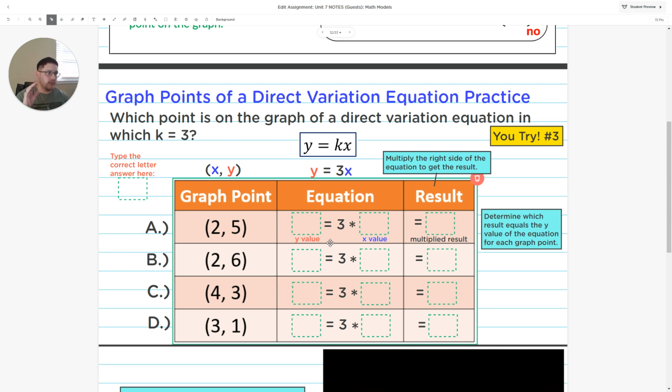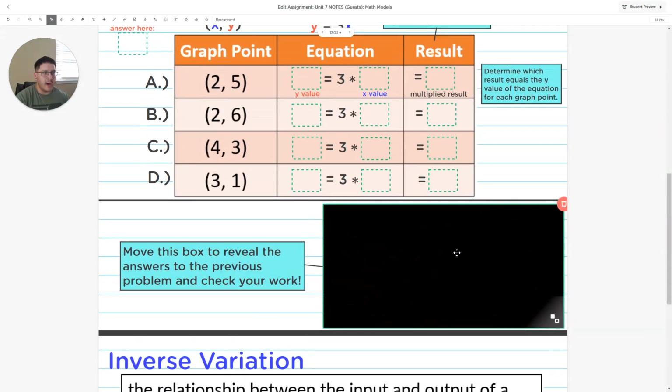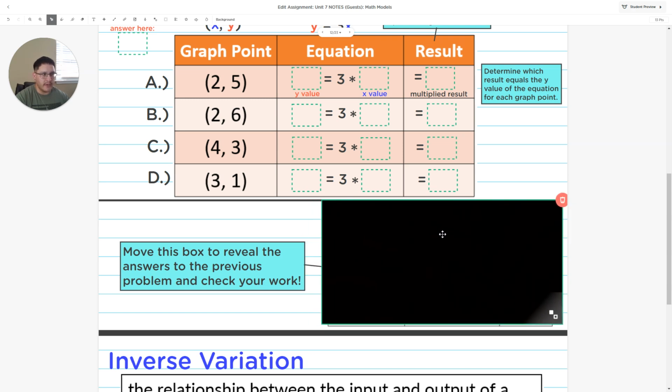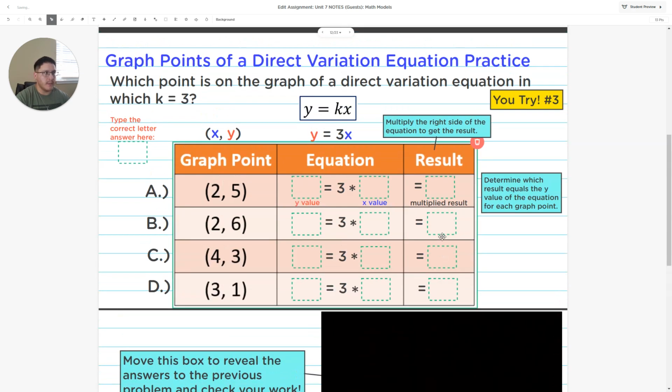So go ahead and pause this video. Try this problem on your own. If you need help, you can move this box right here to see if you're doing everything correctly. Again, if you're on ClassKick, you could try this problem on your own. Otherwise, I'm going to move forward and show y'all how to do this.